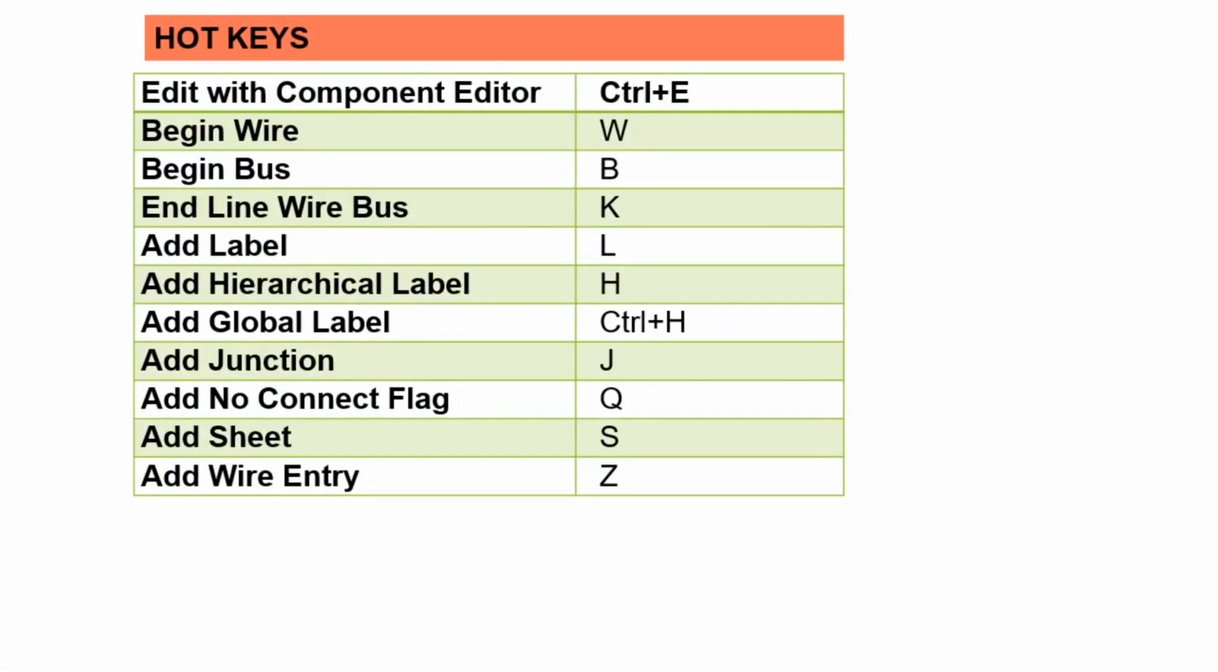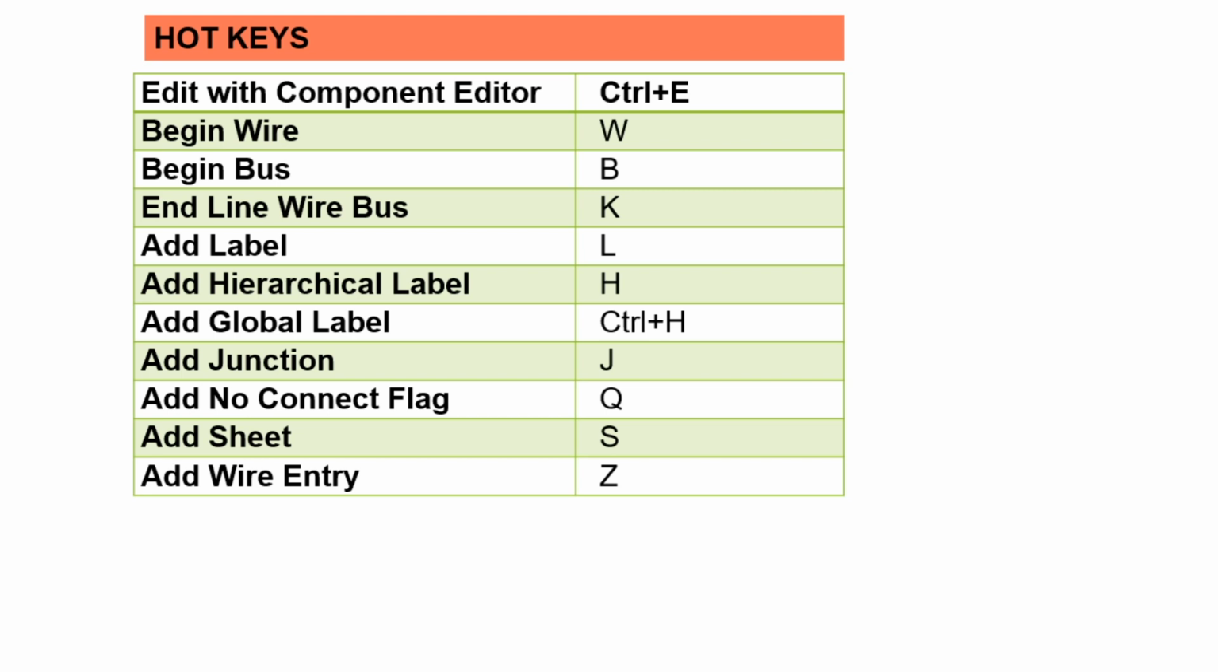So this is the last window of your hotkeys. To edit your component in the editor window, Control plus E. To begin a wire, W. To begin a bus, D. To end a line, it is K. Kindly remember these two hotkeys, W and K. W will begin any wire. If you want to end any wire, kindly press K. At least remember K in order to cut your connection between the components.